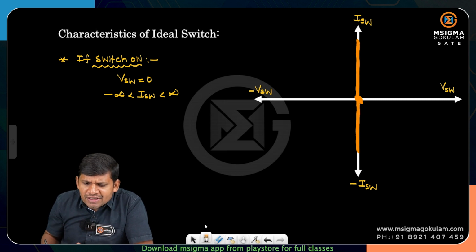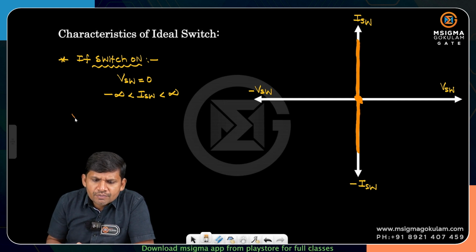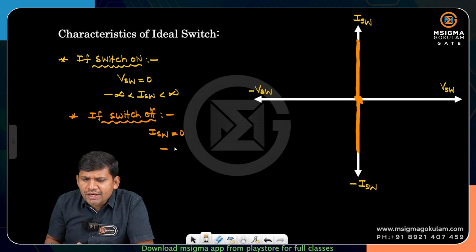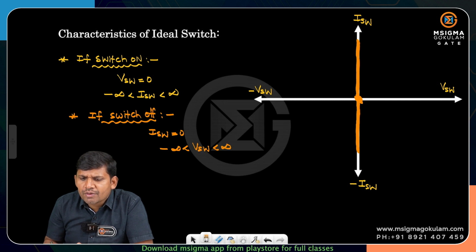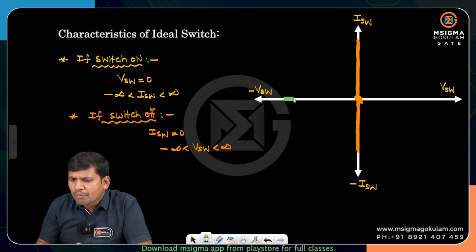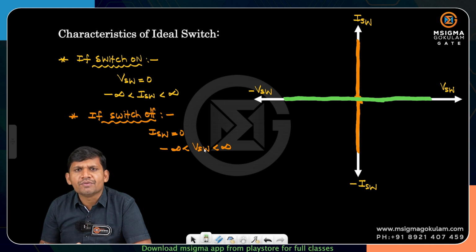Then if the switch is in the off state, what is the observation, students? What is the current through the switch? The current through the switch is 0. It blocks any voltage from minus infinity to plus infinity. That characteristic I am also representing here.